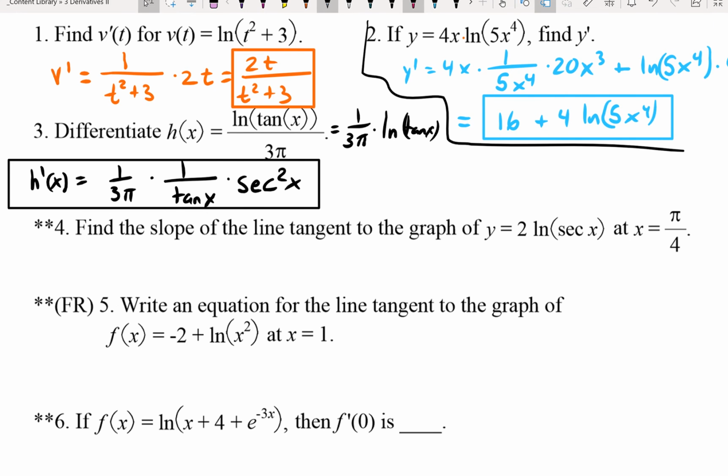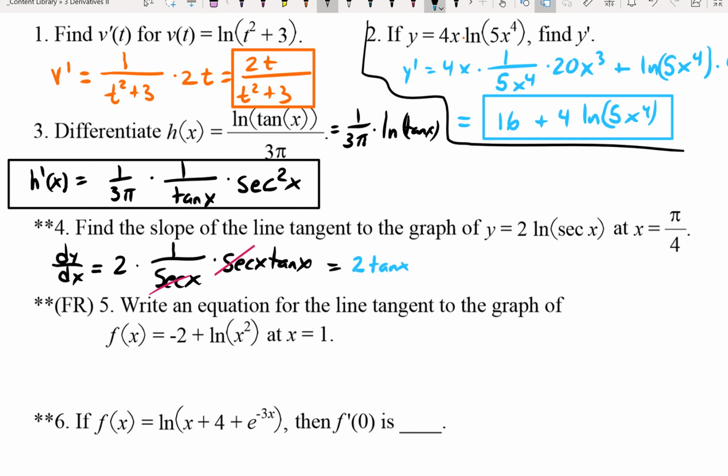Number 4, we've got a function. We want the slope at x equals pi over 4. So I'm going to start by taking the derivative, dy/dx. Derivative of 2 ln is 2 times 1 over the inside, multiplied by the derivative of the inside. Derivative of secant of x is secant x tangent x. I can go ahead and cancel out a secant here.